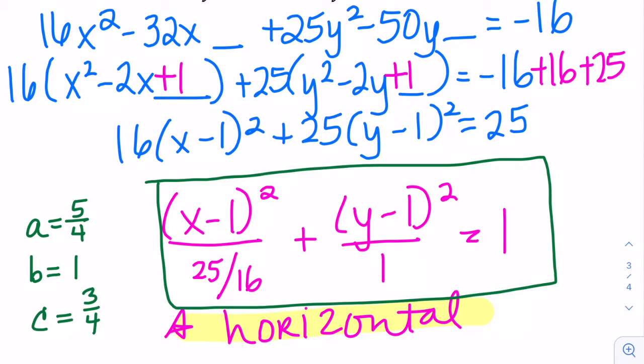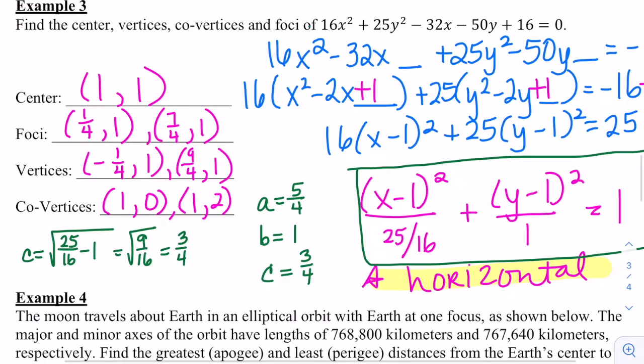Given the equation, we can find a, which is 5/4, b, which is 1, and we can calculate c, because that's the square root of a squared minus b squared. So we can put those all together to find the center, foci, vertices, and co-vertices.